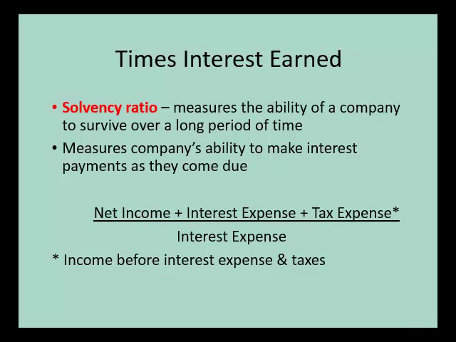To calculate it, we're going to take net income and add back interest expense and tax expense. So essentially what we're doing is figuring out what was our net income before we subtracted the interest expense and taxes. So if we add these expenses back into net income, we'll get this figure. Then we're going to take that numerator and divide by the amount of interest expense, and our answer will be equal to the number of times that amount of interest was earned.